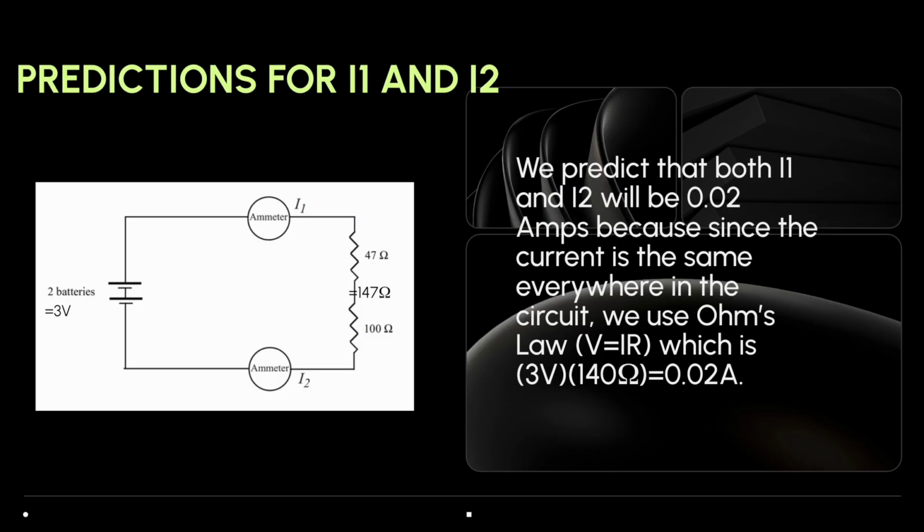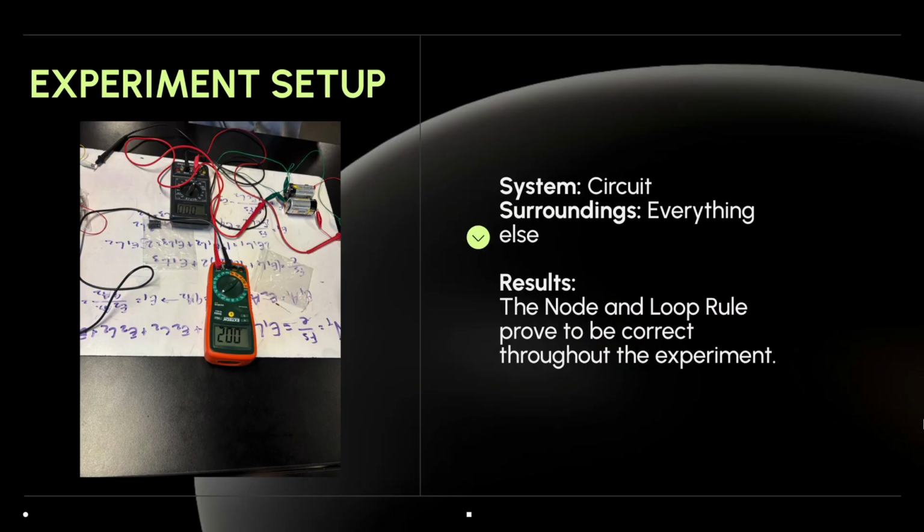For the predictions of current 1 and current 2, we predict that both will be 0.02 amps because the current is the same everywhere in the circuit, so we use Ohm's law. We got the number 3 volts by summing the two 1.5 volt batteries on the left, as you can see right here. Then we got the resistance by adding 47 and 100, which is 147 ohms. That's how we calculated it using Ohm's law, and I'm getting a value of 0.02 amps.